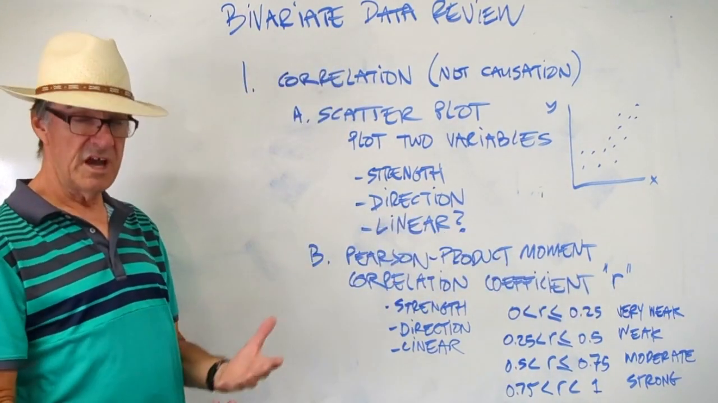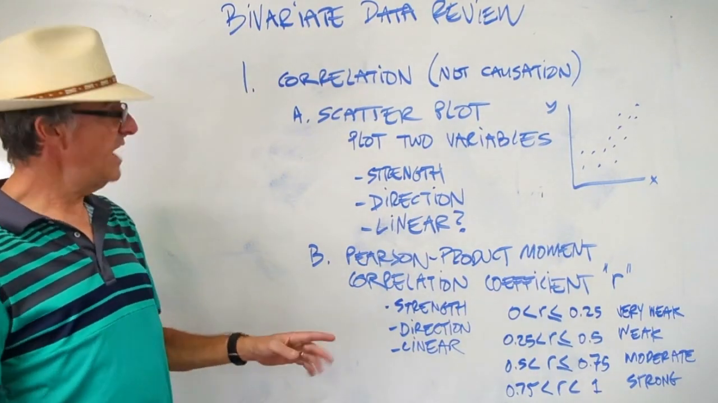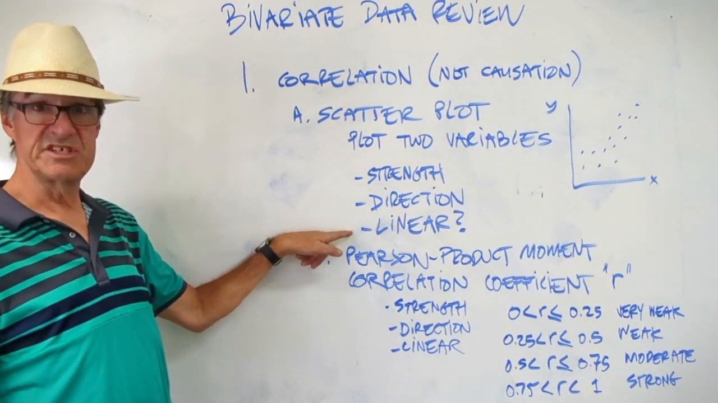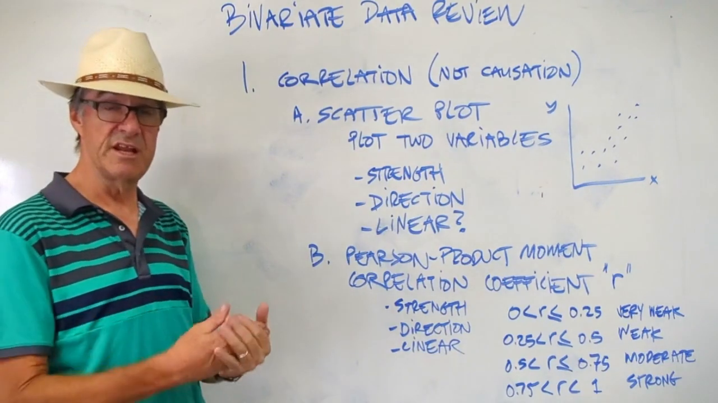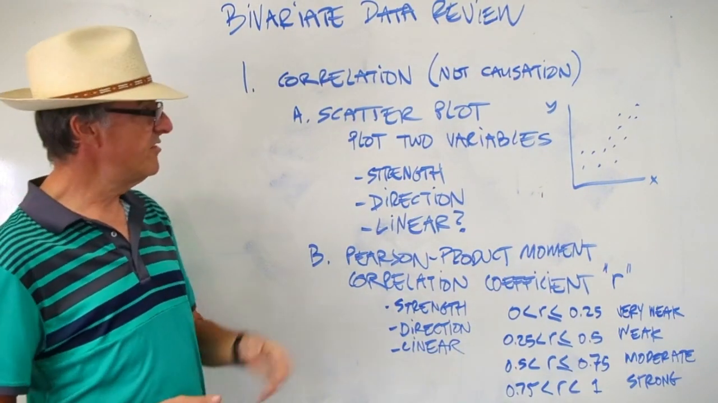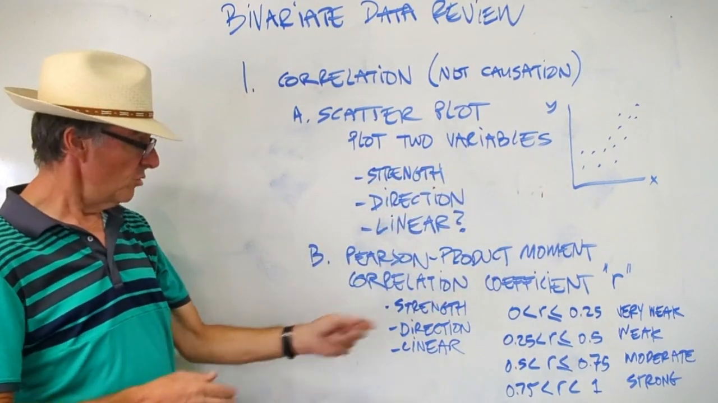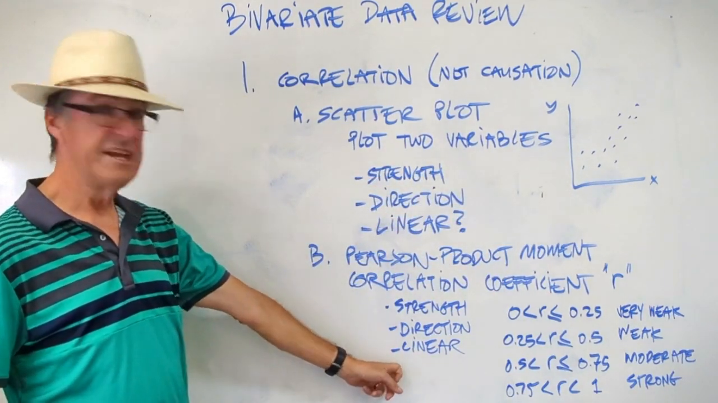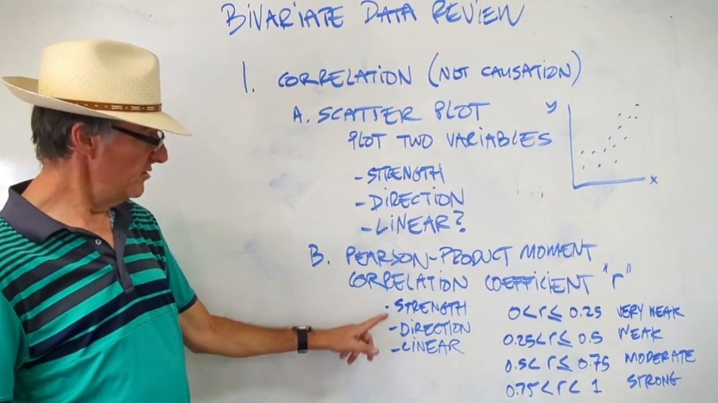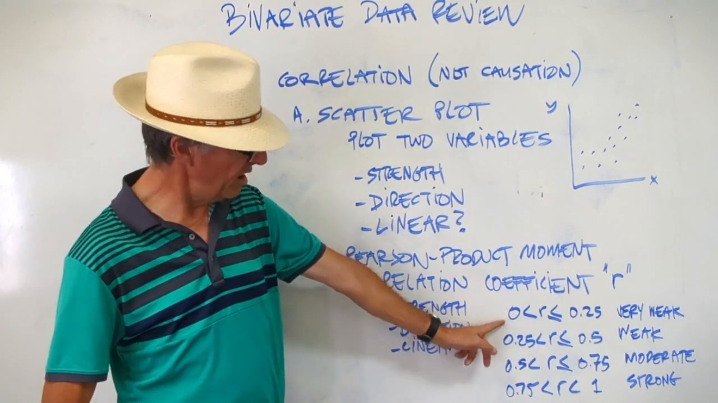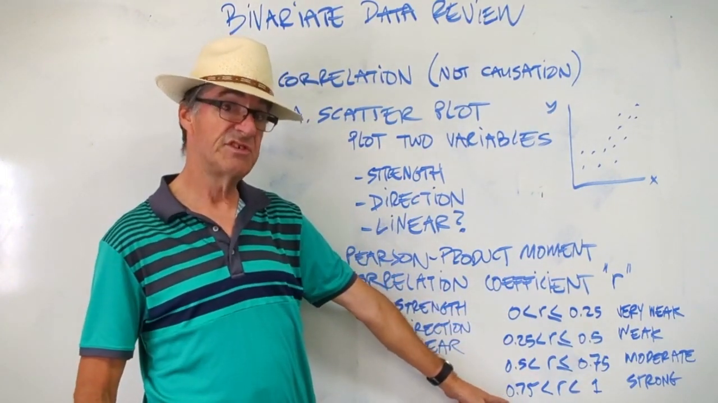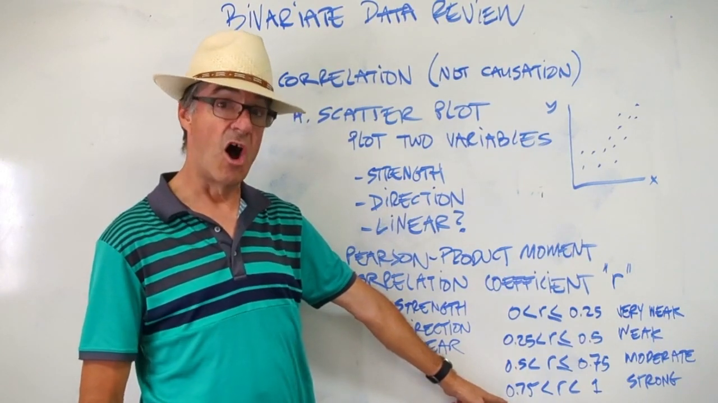So using the calculator to find R allows us to discuss these same 3 things, but now we're doing it on a more numerical level rather than a qualitative level by just looking at the scatter plot. So we have strength, direction, and linearity. So strength, now we have some definite ranges depending on the value of R.